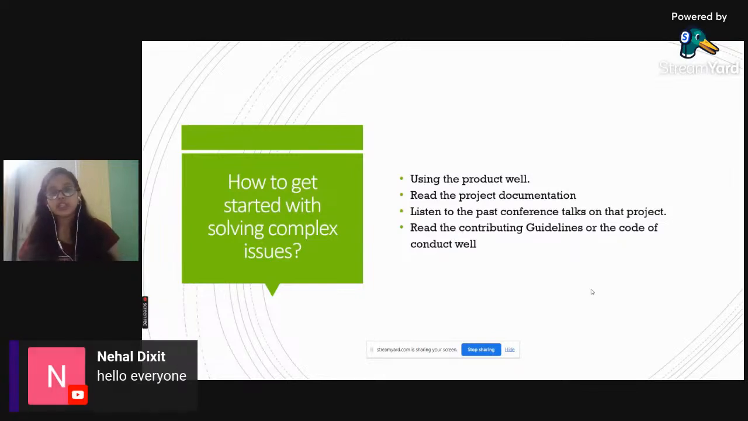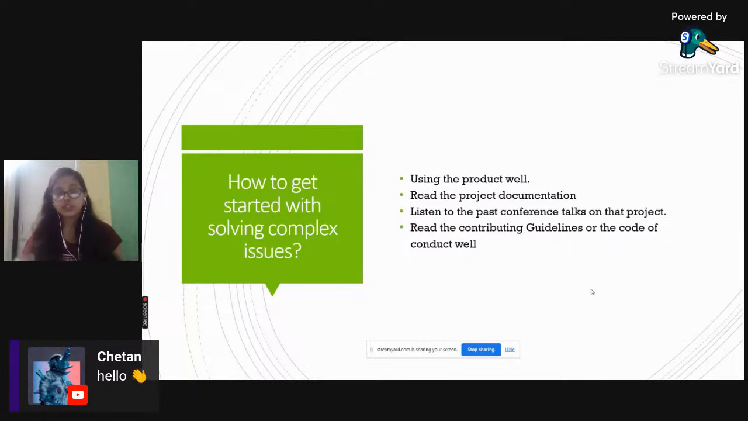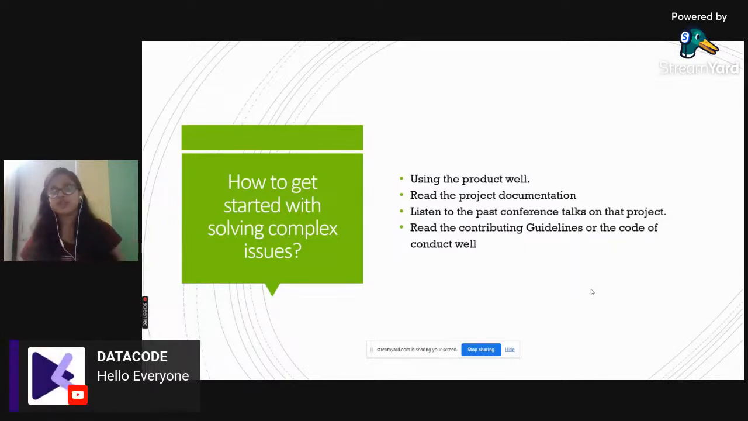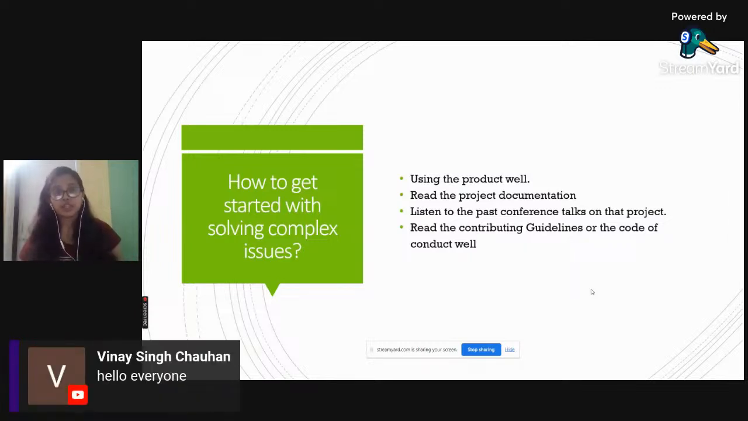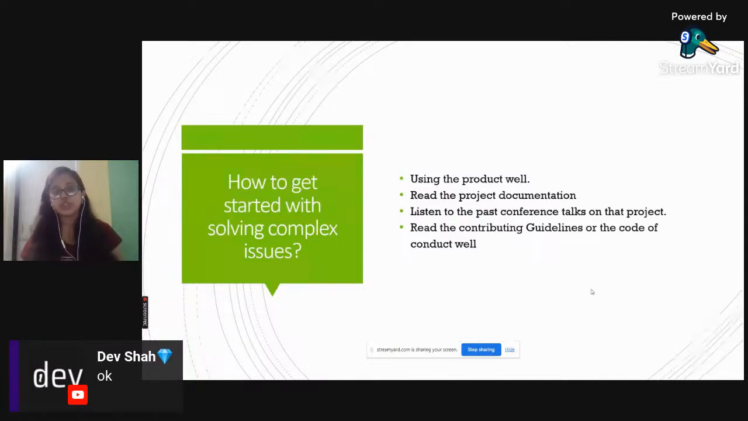Another thing to understand the project well is to listen to the past conference talks on the project. So let's say I contribute to Layer 5. Layer 5 takes part in LFX mentorship and also in a lot of Linux Foundation events. They showcase their projects in a lot of Linux Foundation talks as well. So you can go to their website and have a look at the conference talks on that project. This will also give an idea of what the goals of the project are, what the bugs are, what they are working on.